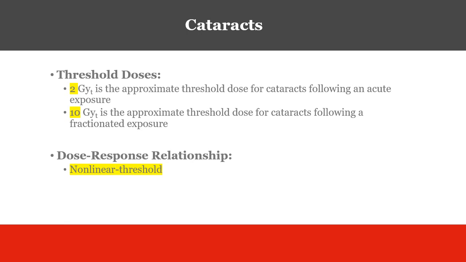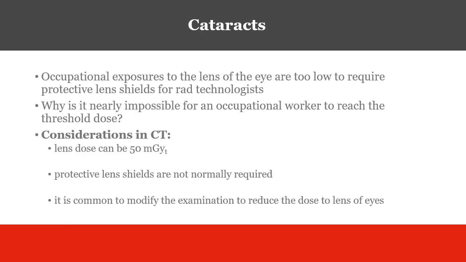in our lifetimes. So the dose-response relationship is linear threshold, because there is a threshold dose. Our occupational exposures to the lens of the eye are too low to require protective lens shielding, but we can still wear them. It's not impossible, and we'll talk about that in radiation protection. And it's nearly impossible for us to reach the threshold dose because we're not going to receive that high of a dose since we have dose limits imposed on us.